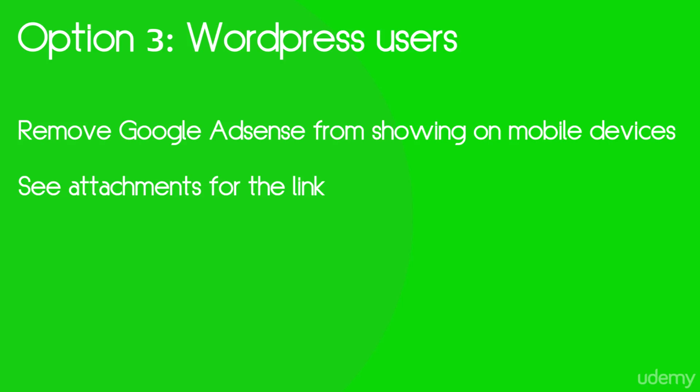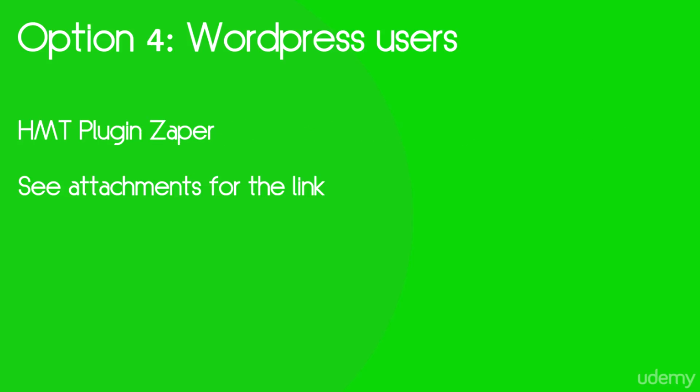The third option is for WordPress users. I found an article that explains how to remove Google AdSense from showing on mobile devices. You can find it in the attachments section of this lecture. Another option is also for WordPress users out here. You could use the HMT plugin zapper. This is a plugin that shuts down specific AdSense plugins once it detects that the website is viewed on mobiles. Check it out in the attachments section as well.